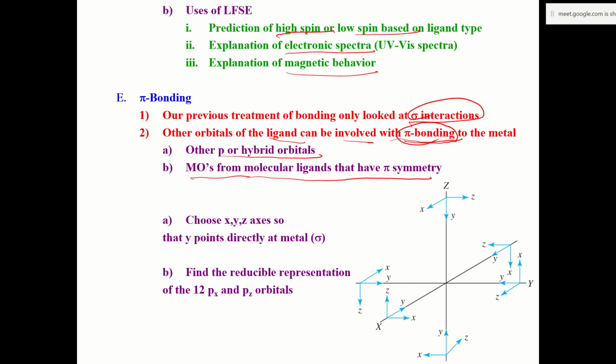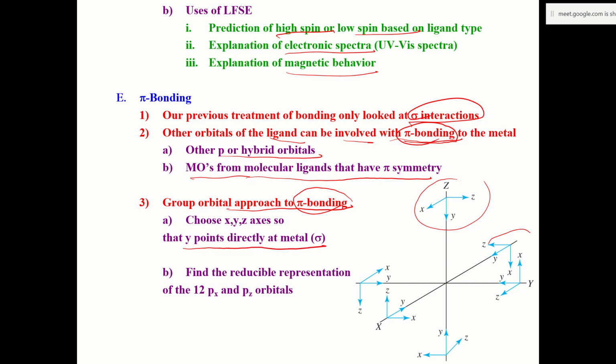So we will again look for the symmetry that can have sideways overlap, not aligned along the internuclear axis, but overlapping sideways. So we choose group orbitals with respect to the consideration of pi bonding, and we look at the geometry. So x, y, z like this. The px, py, pz orbitals on the ligand, you can consider them. Choose x, y, z axes so that y points directly at the metal. This one is sigma. Find the reducible representation, and then you'll have 12 px and pz orbitals.